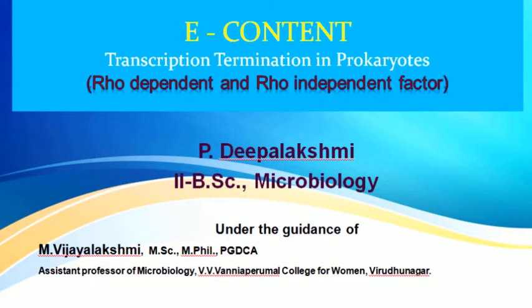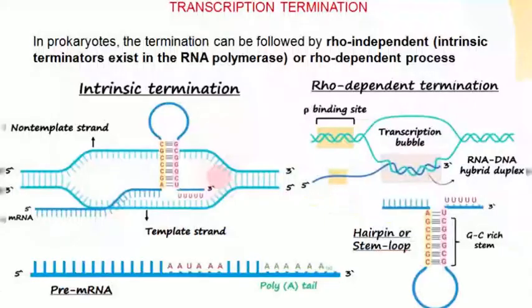Today we are going to see about transcription termination in prokaryotes, rho dependent and rho independent factor. Transcription involves initiation, elongation and termination in both prokaryotic and eukaryotic organisms. Now our topic is transcription termination in prokaryotes only. There are two terminations that occur in prokaryotic organisms. One is rho dependent termination and another one is rho independent termination.